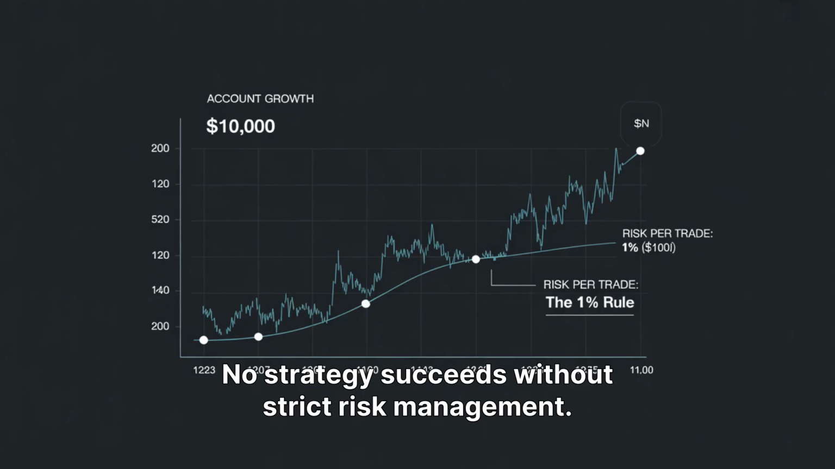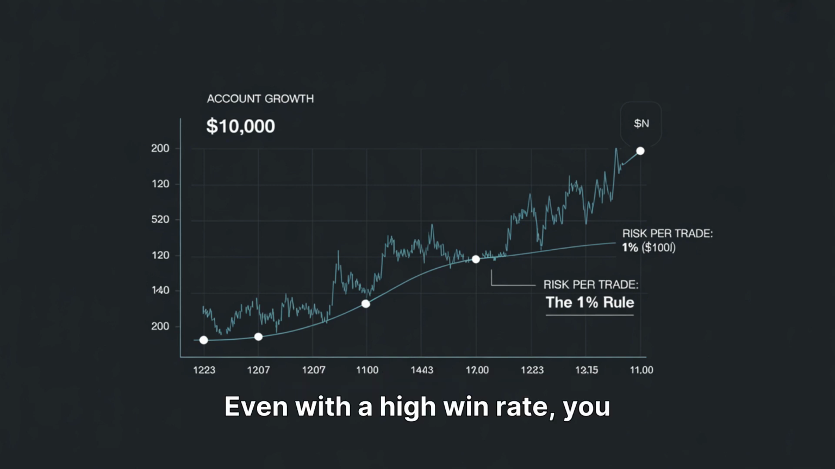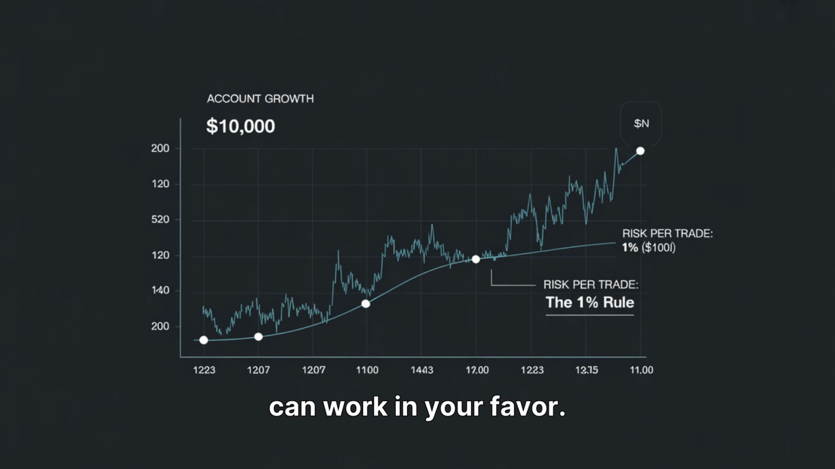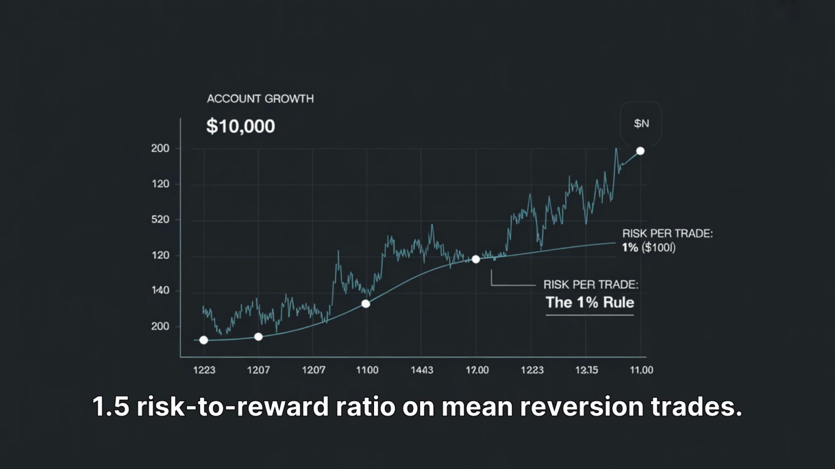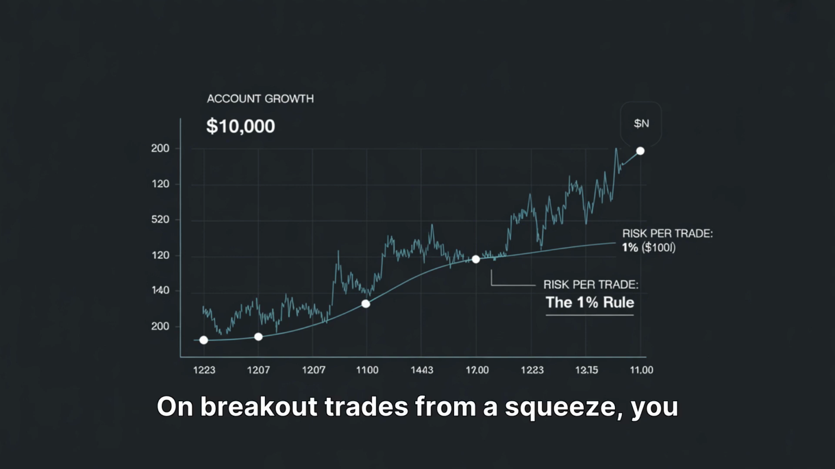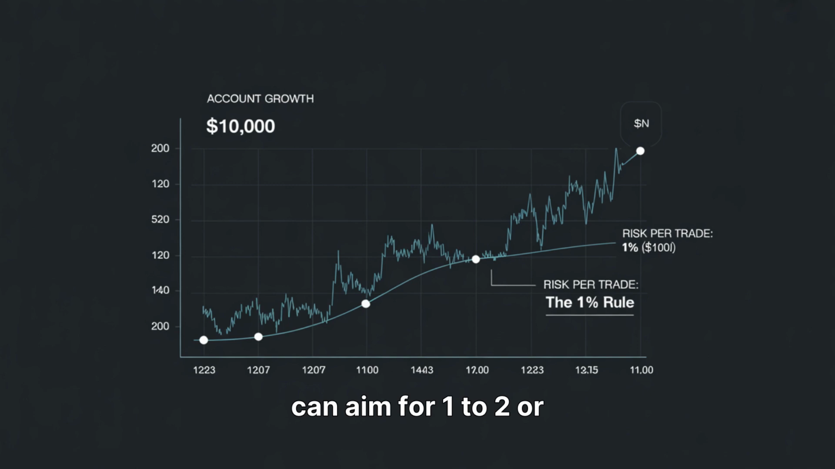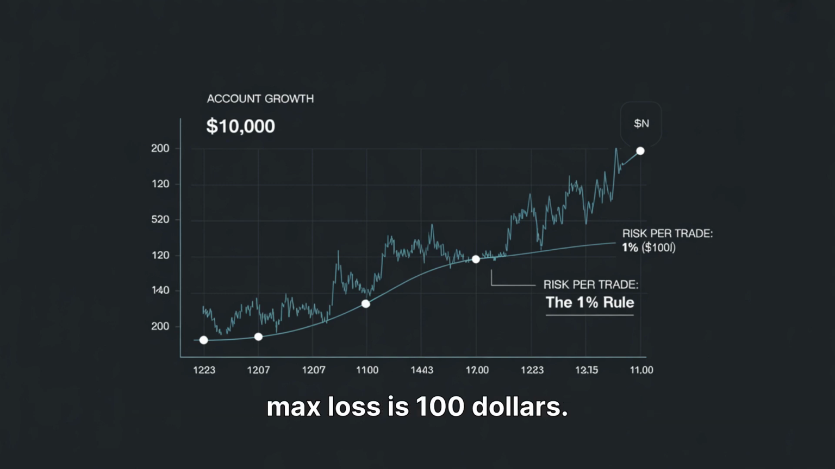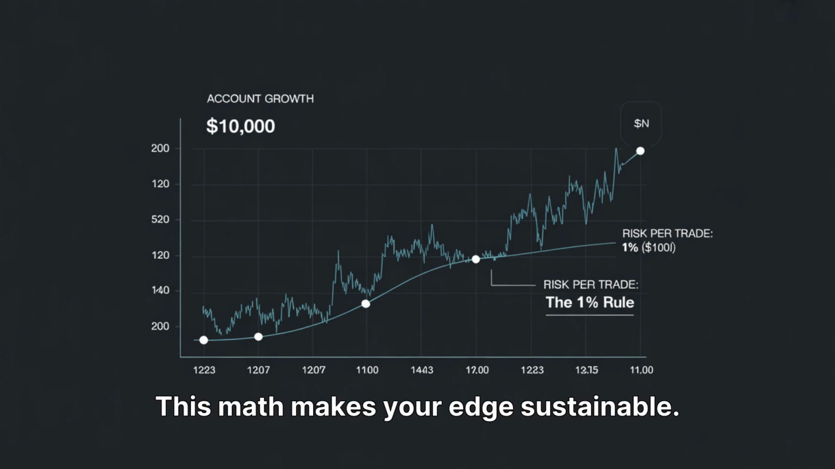No strategy succeeds without strict risk management. Even with a high win rate, you will face losing streaks. If you don't manage your risk, you will blow your account before the probability can work in your favor. Aim for at least a 1 to 1.5 risk-to-reward ratio on mean reversion trades. On breakout trades from a squeeze, you can aim for 1 to 2 or even higher as volatility expands. We follow the 1% rule. Never risk more than 1% of your total capital on a single setup. If you have a $10,000 account, your max loss is $100. This math makes your edge sustainable.